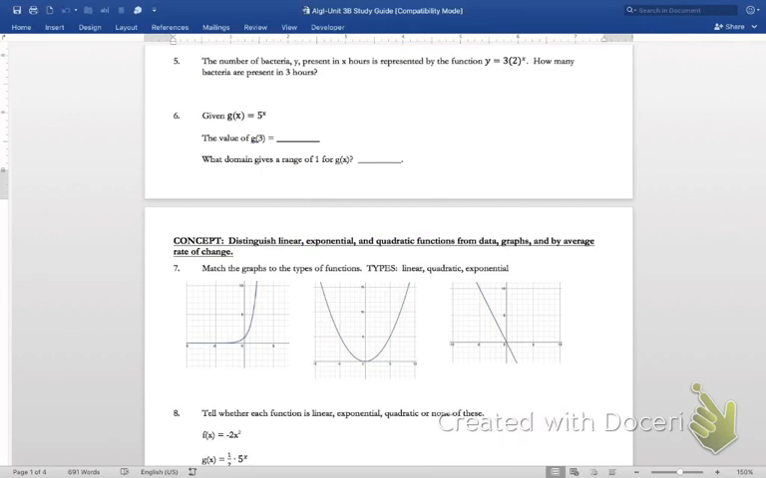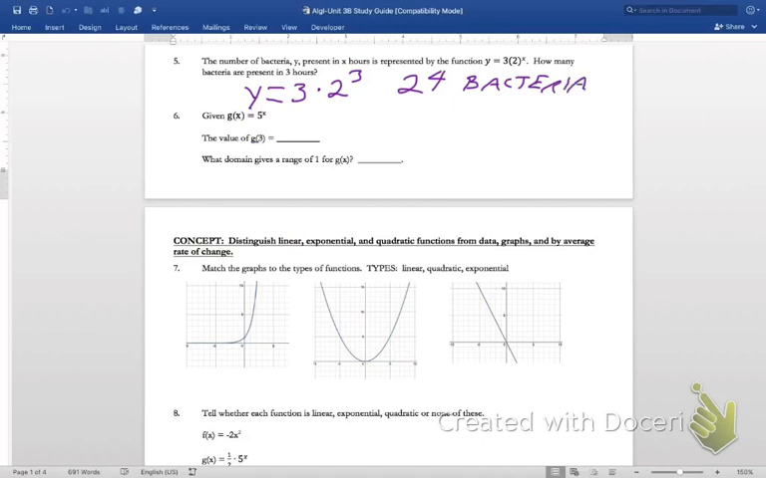Next item, number 5. The number of bacteria present in x hours is represented by the function shown. How many bacteria are present in 3 hours? To find that, we're going to say y is equal to 3 times 2 to the third. 2 to the third is 8. 8 times 3 tells us we've got 24 of those bacteria.